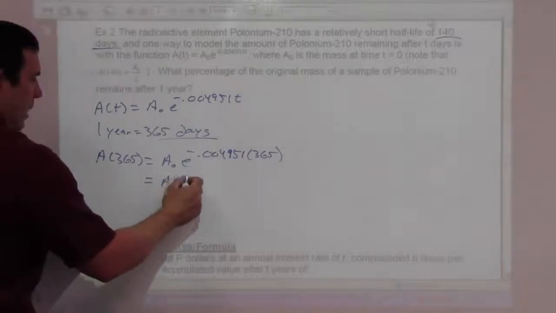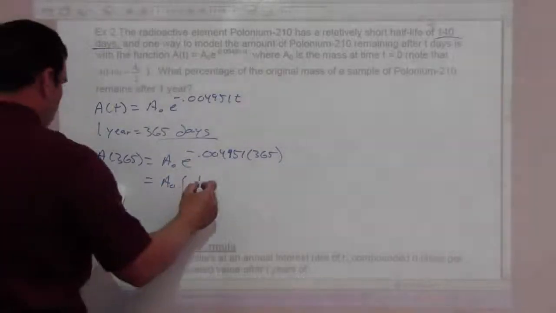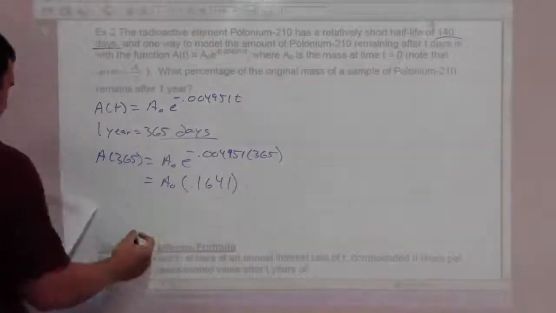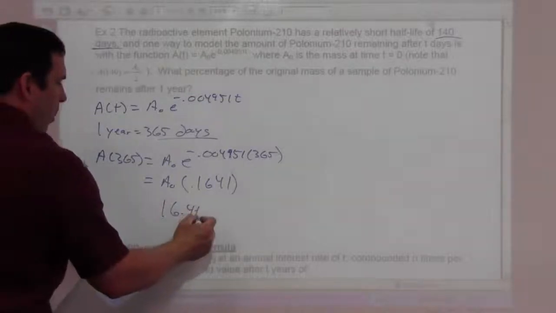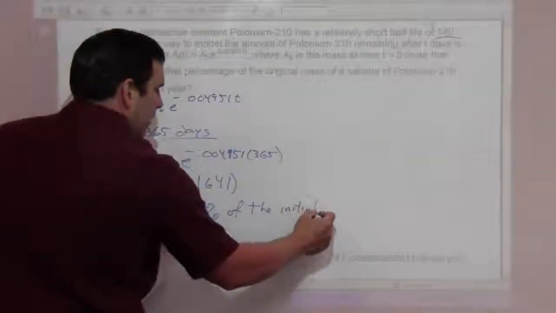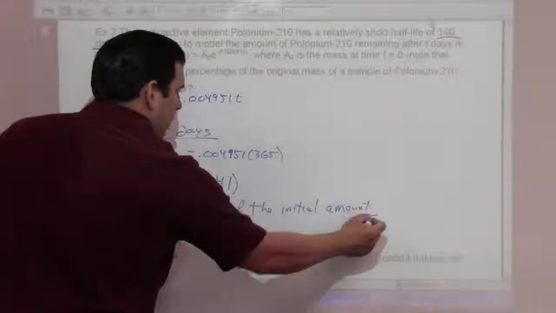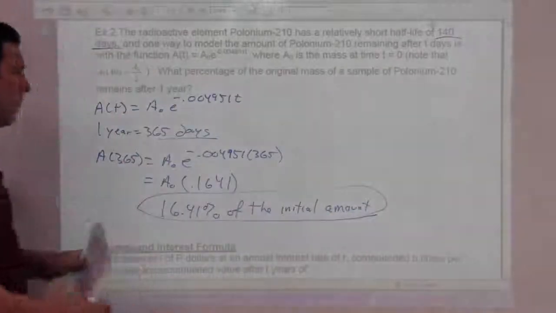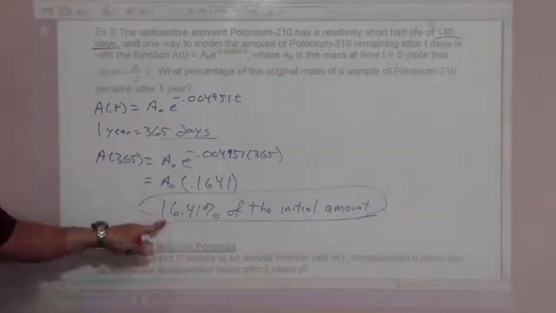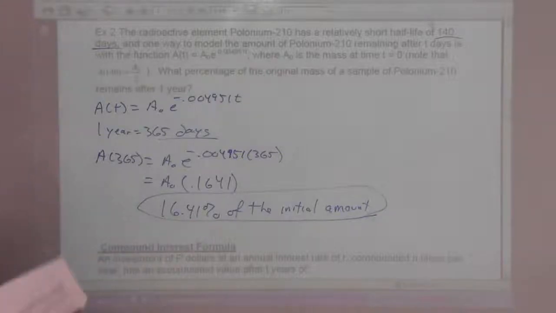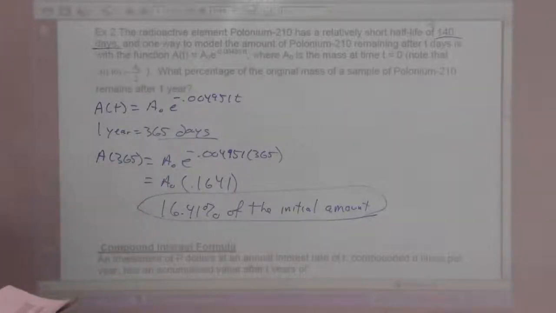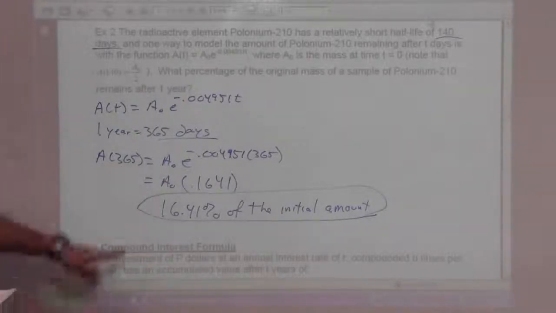And that's going to give us A naught times what? 0.1641. So this entire expression here becomes 0.1641. So it's 16.41% of the initial amount. That's how much remains after a year. So if you have a ton, you have 16.41% of that ton in the year. Or 16.41% times 2,000, we're talking about pounds, tons in terms of pounds. Okay, anyway.